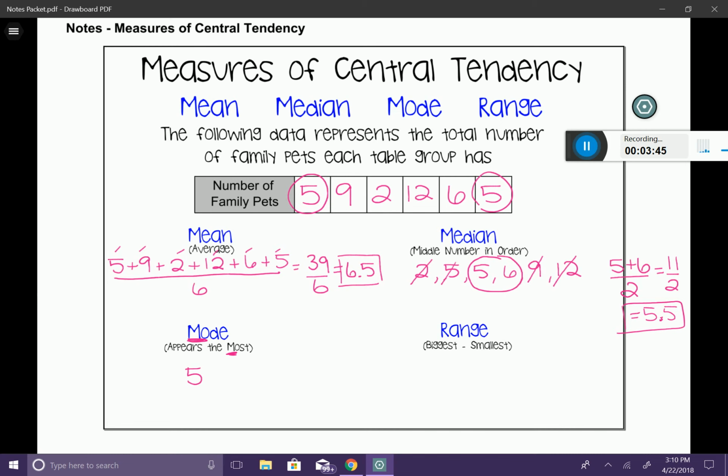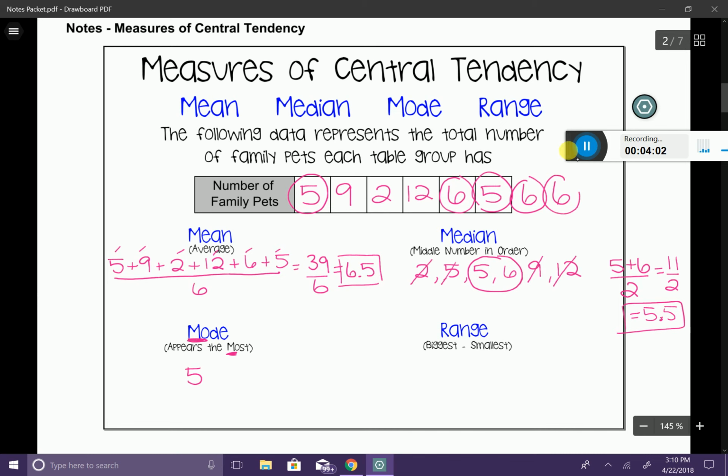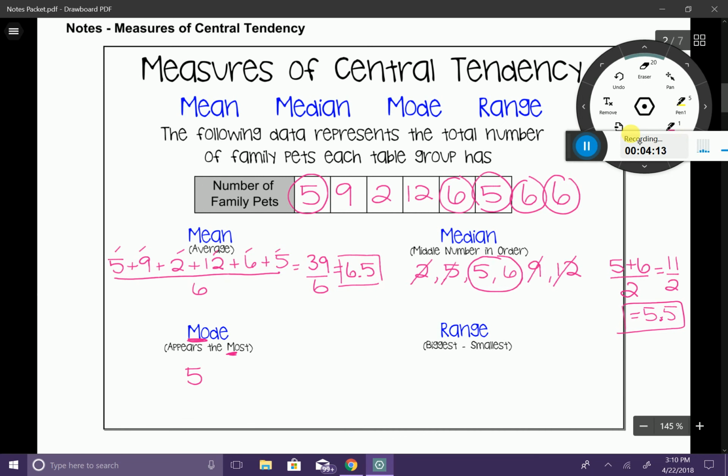So if I were to add the number 6 to this data set up here, I would have a data set that is bimodal, meaning I have 2 modes, because that would be 5 and 6. They would repeat. But let's say that I added another 6 into this data set. Now I have 3 6s. No longer is it bimodal. The mode is the one that appears the most. So in that situation, 6 would be the mode. Okay, let me go ahead and erase those because those were just for the purpose of the example.